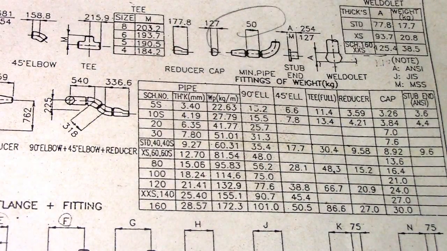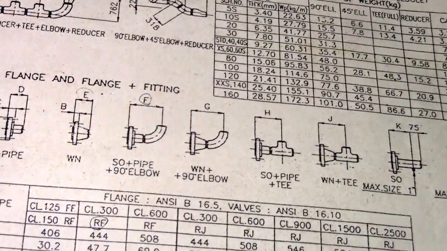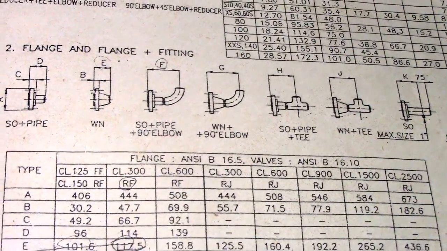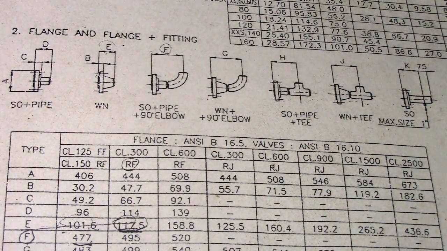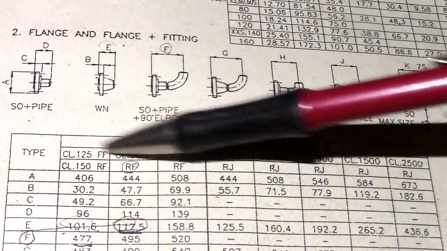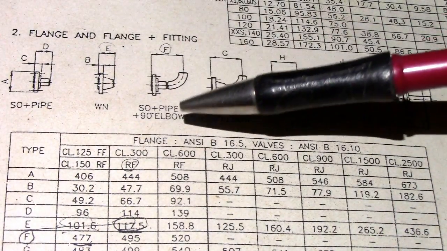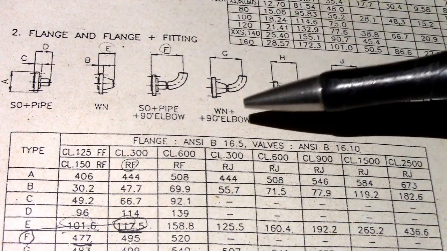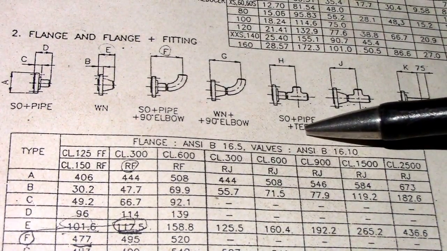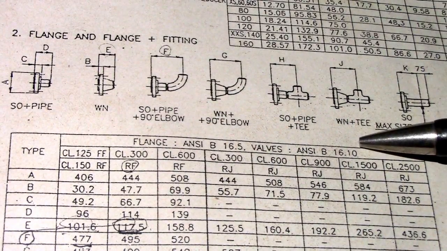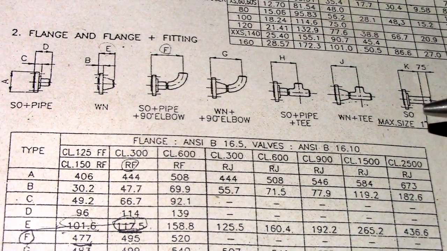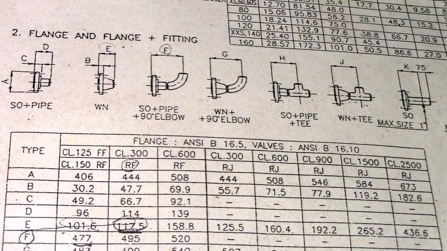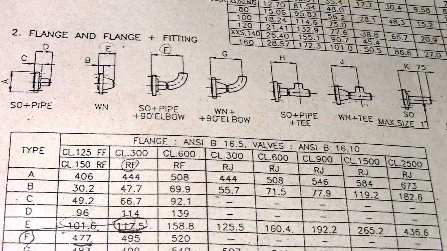And for the dimension of the flange fittings for the 10 inches pipe, this is the dimension of the slip-on welded flange, slip-on flange plus pipe plus 90 degrees elbow, weld neck plus 90 degrees elbow, slip-on pipe, weld neck plus tee. Slip-on maximum size is 1 inches, weld neck maximum size 1 inches.